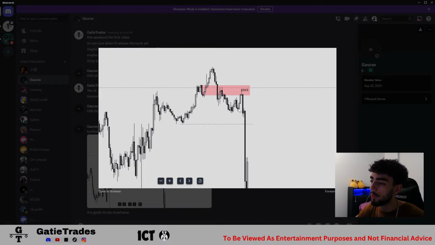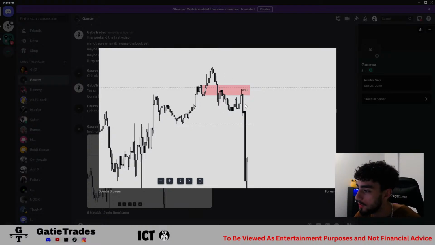However, there's a breaker block right here. So I wouldn't even enter here. What I would do is, if you think there's still a potential chance to go lower, just enter right here. Look at that beautiful breaker. Inversion fair value gap, order block tapped right there, breaker block tapped right there. It's just a lot cleaner than this, because this is hard to trust.